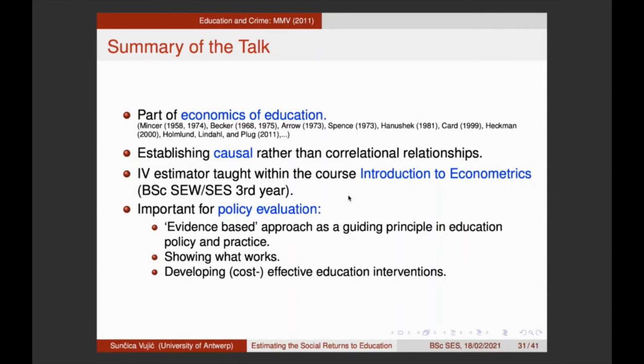And it's really important for policy evaluation because this type of analysis really tells you what works. It's called an evidence-based approach as a guiding principle in education and policy practice. And by establishing a causal relationship between education and wages, or education and crime, or education and health, you're able to design policies or advise policymakers in terms of what works and by how much, let's say, education affects these outcomes.